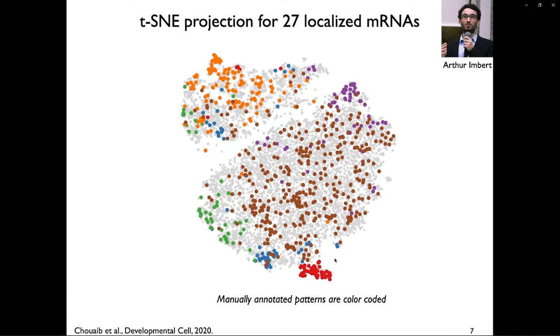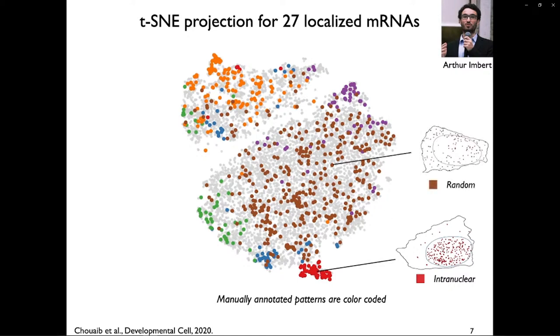This is our 27 localized messenger RNAs, and also some non-localized messenger RNAs as a negative control. And so we can now actually look at the different... So again, every point here is one cell, and the different colors are manually annotated patterns, right? And we can now look at what this corresponds to. The red ones correspond to intranuclear, where the RNAs are inside the nucleus. This is a random pattern, so this is kind of like a negative control. These are protrusion patterns where the RNAs go to the protrusion, so to an extension of the cell.